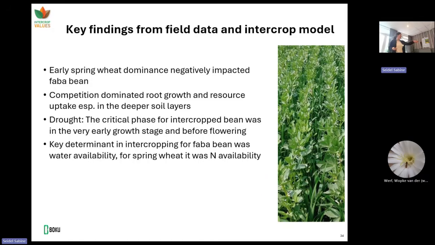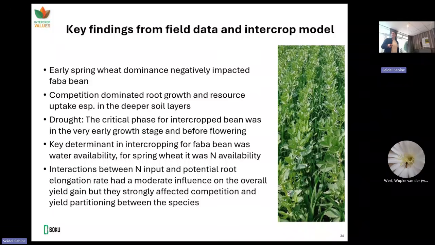This is also why I commented when you asked, because for us the faba beans grew very badly if it was very dry. This is why I commented on your slide that I expected maybe that it was a dry condition. Whereas for the wheat, it was the nitrogen. The wheat was mainly able to take up the water that was needed. The nitrogen was more of a limitation.